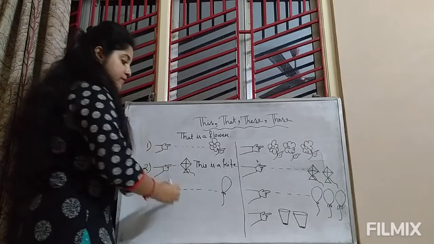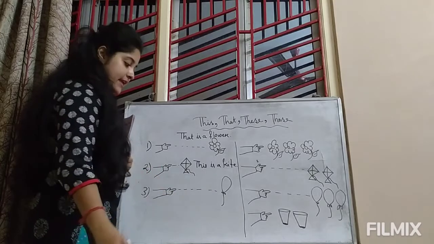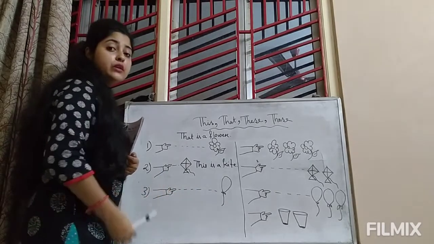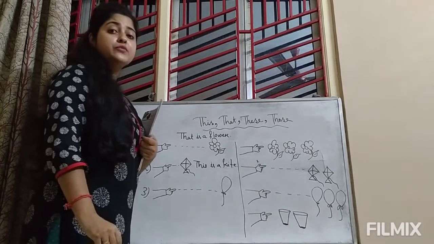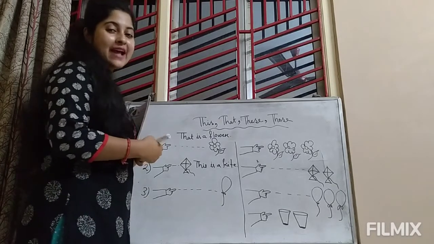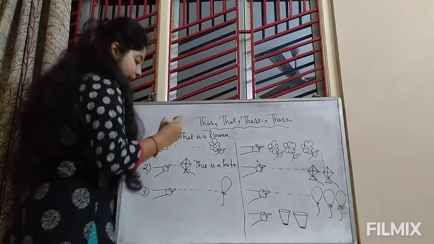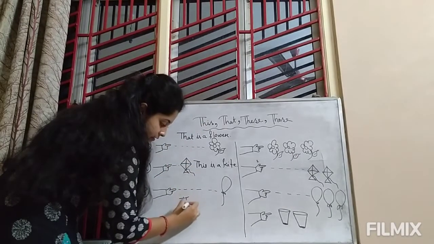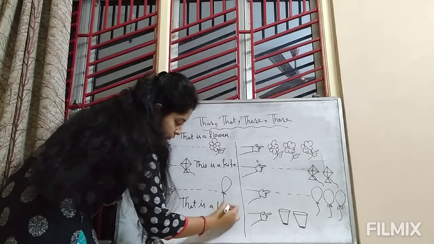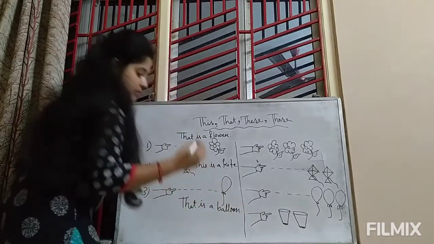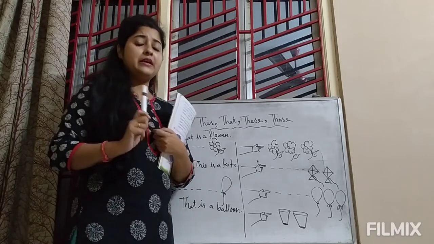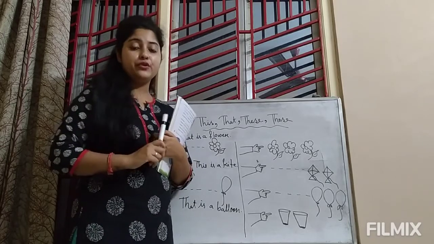Now you will say the next example. Here the balloon is far from this hand. All of you can see that the balloon is far from this hand. So what will we use? What will we use? This or that? Very good, that. So we will say that is a balloon. Fine? Okay.